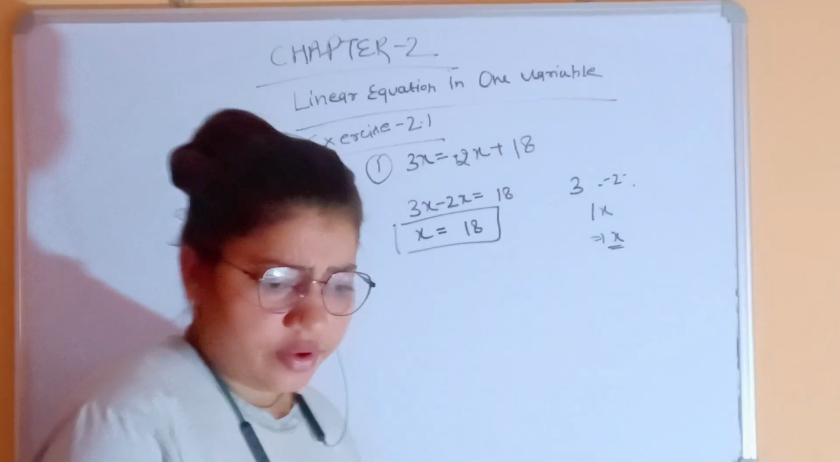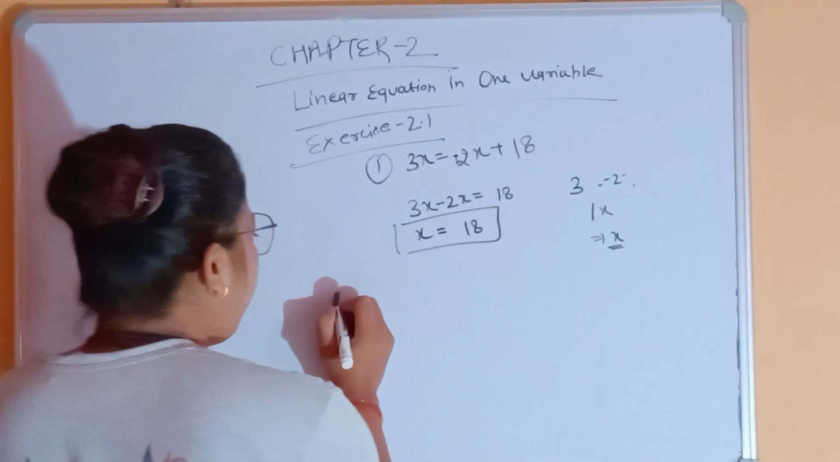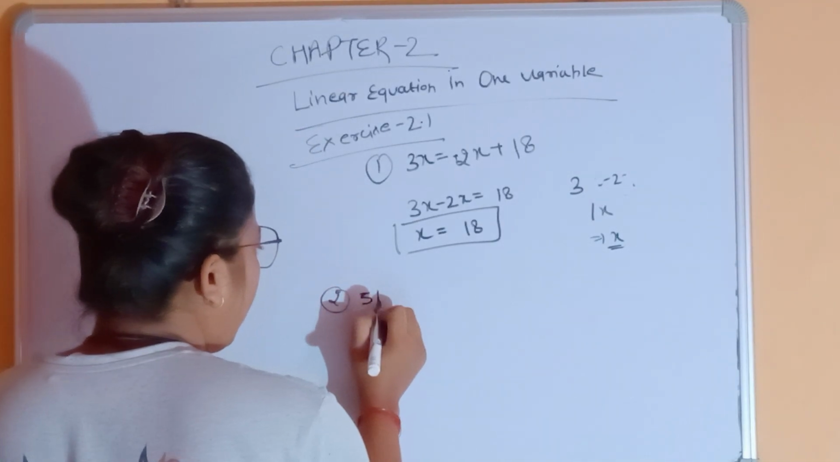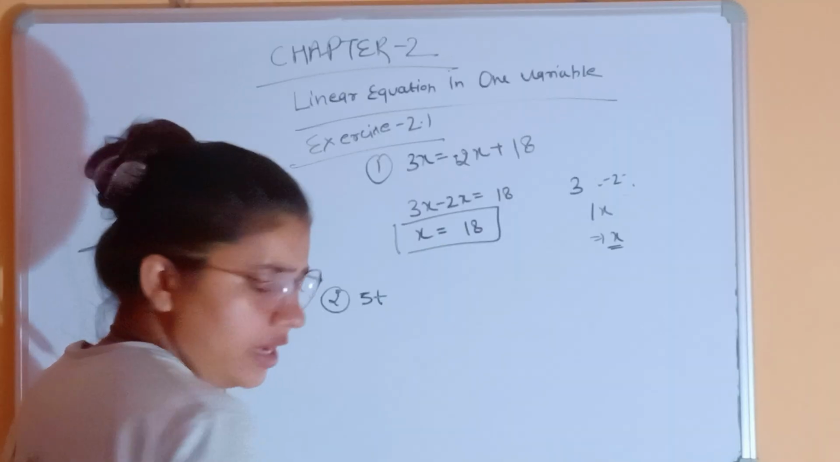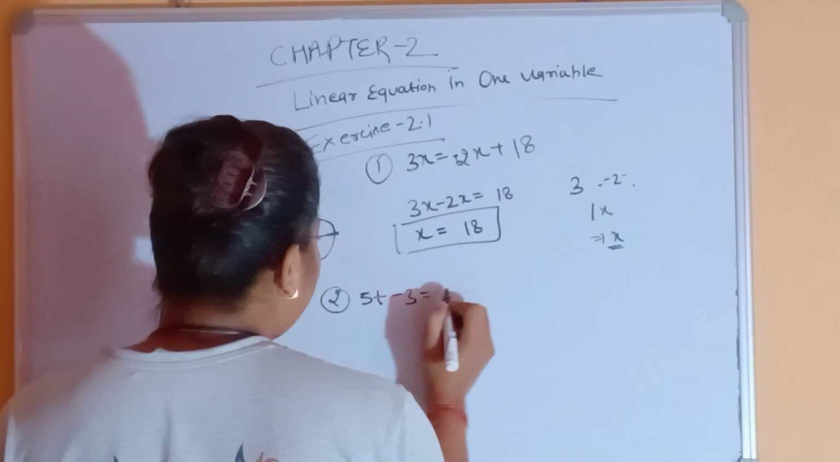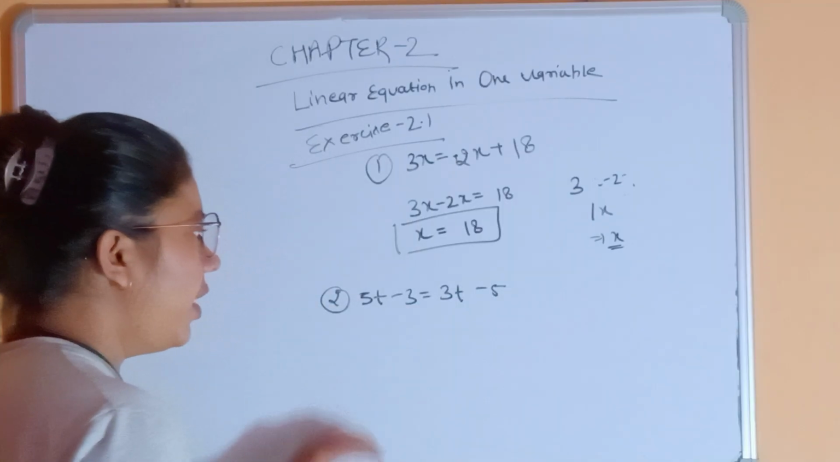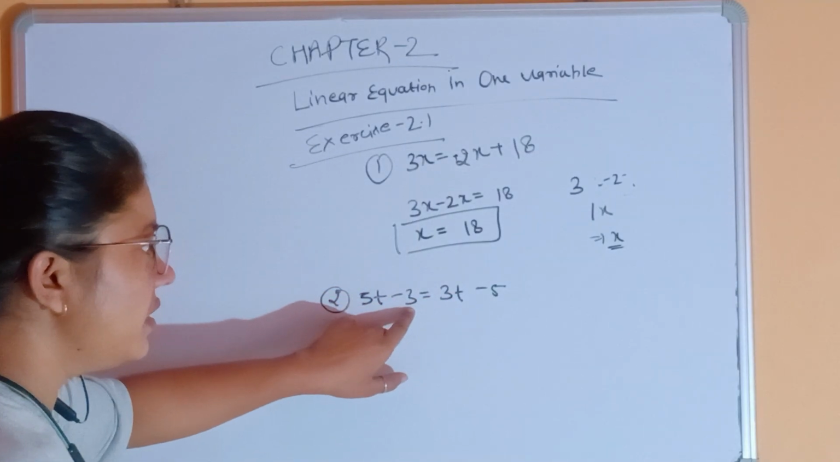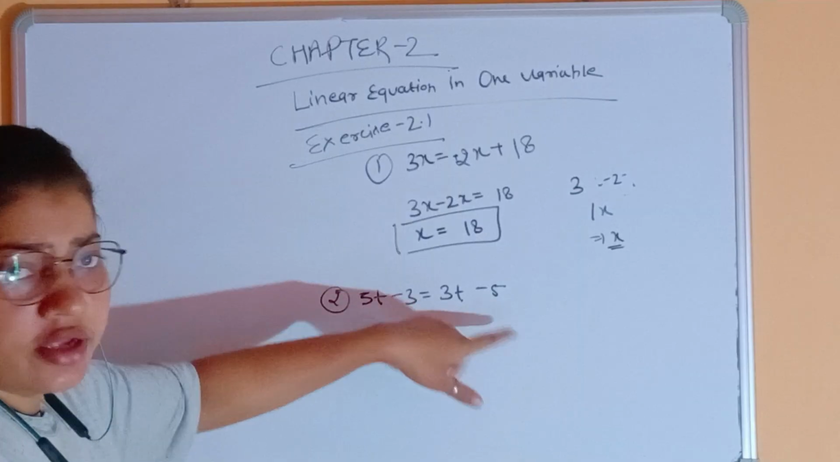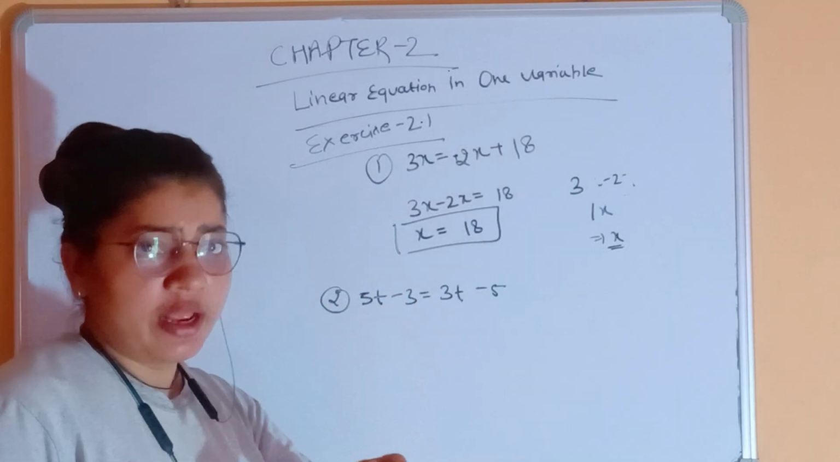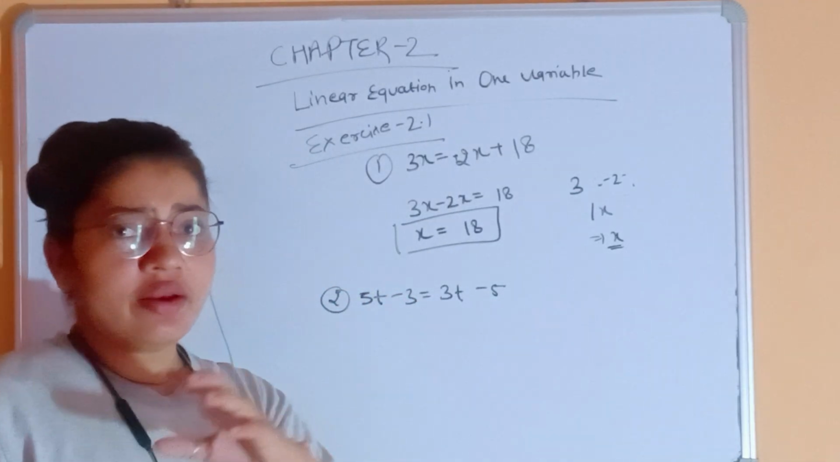Okay. The second question is given here: 5t minus 3 is equal to 3t minus 5. Okay, so here the variable is t. The constants are 3 and 5. Okay, so we take the variable in one place and the constants in one place.